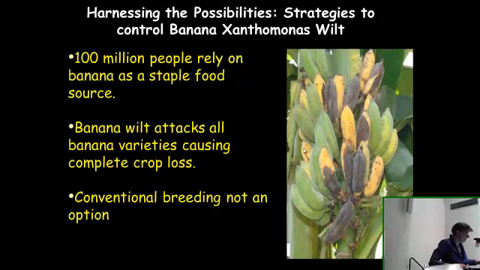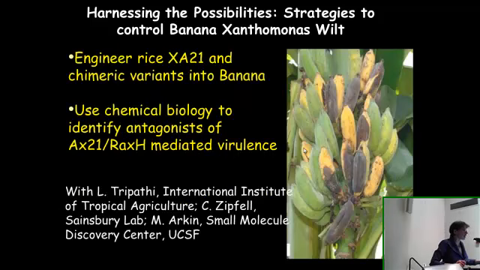So we've been thinking about a couple ways that we might be able to attack this problem. We are setting up to engineer a banana with rice XA21, and some of these chimeric variants, to put those in banana and see if that confers resistance. Banana is a monocot. There are two major classes of flowering plants, monocots and dicots. So banana is more closely related to rice than some other plant species.